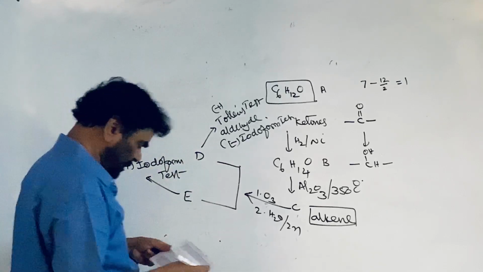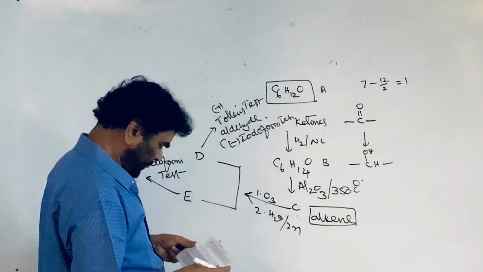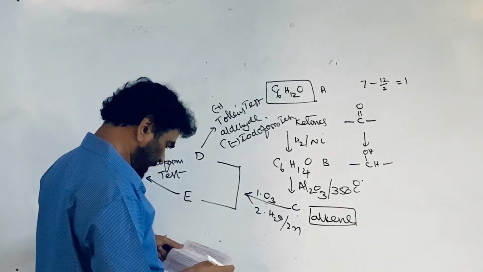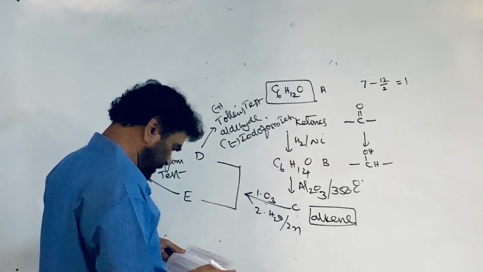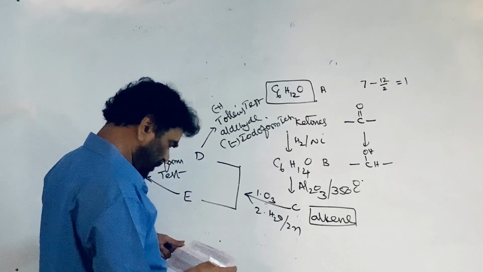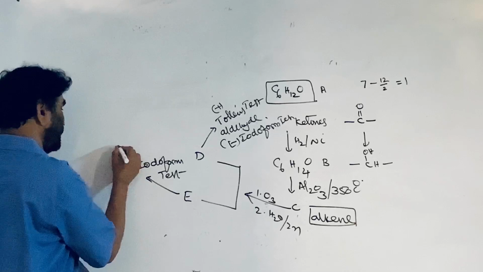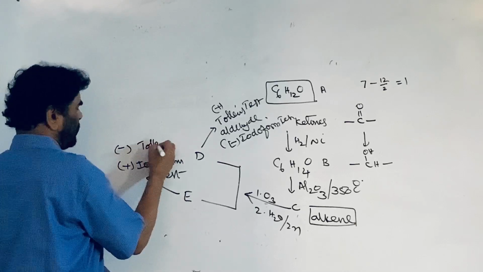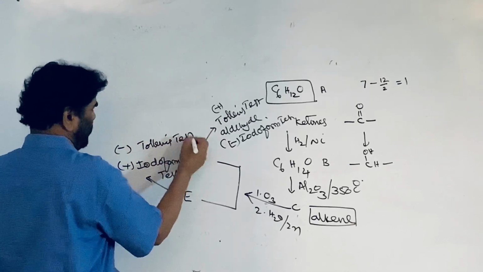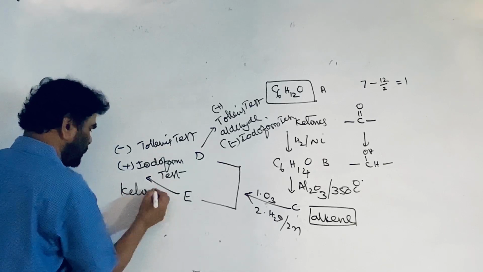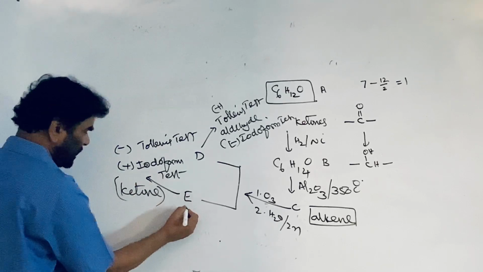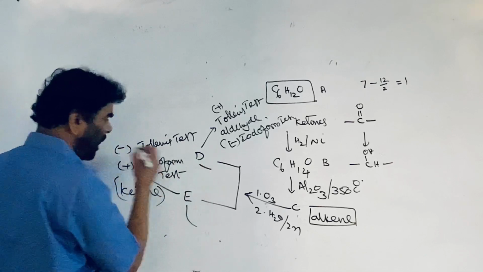Positive iodoform test. E reacts with the sodium hydroxide and iodine, but not the Tollens test. Negative Tollens. This must be the ketone. This is the ketone. This is the aldehyde.